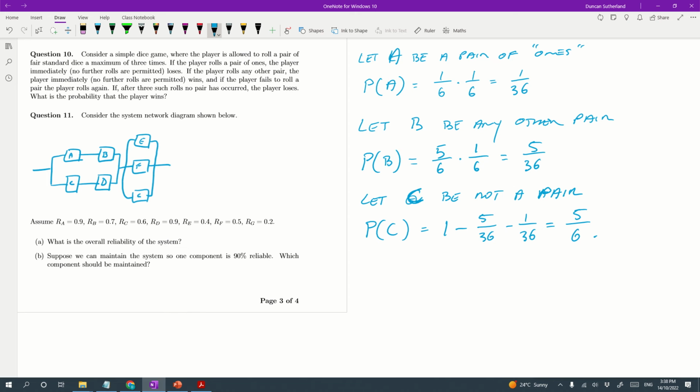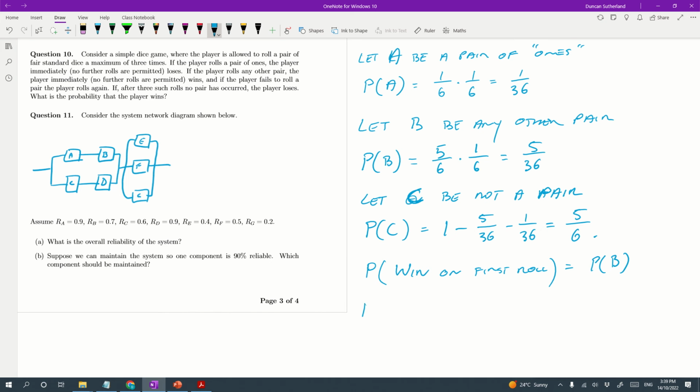So now let's consider how the game can play out. There's only 3 rolls, so a win can occur in the following ways. Win on first roll. That's going to be the probability of B, that you roll once and you hit a pair that's not ones.